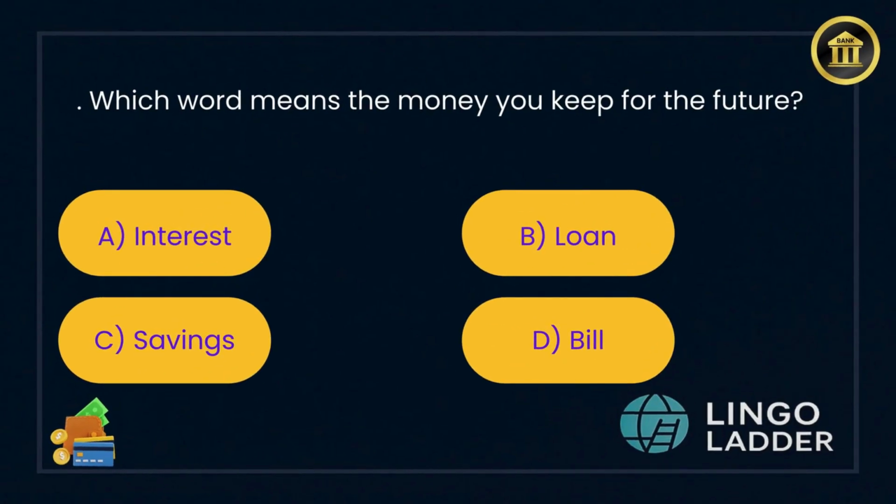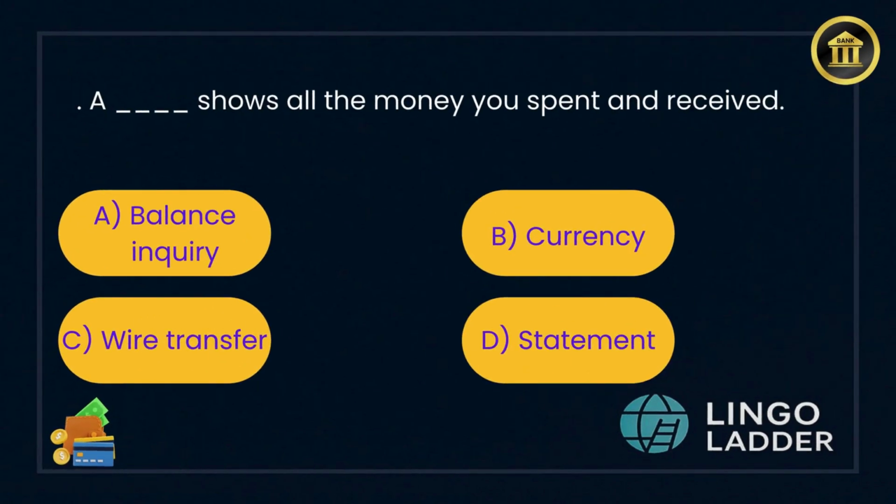3. Which word means the money you keep for the future? Correct answer is savings. 4. A shows all the money you spent and received. Correct answer is statement.